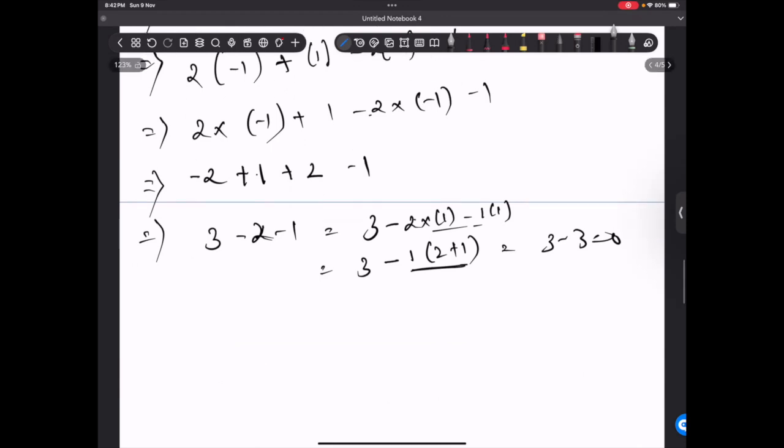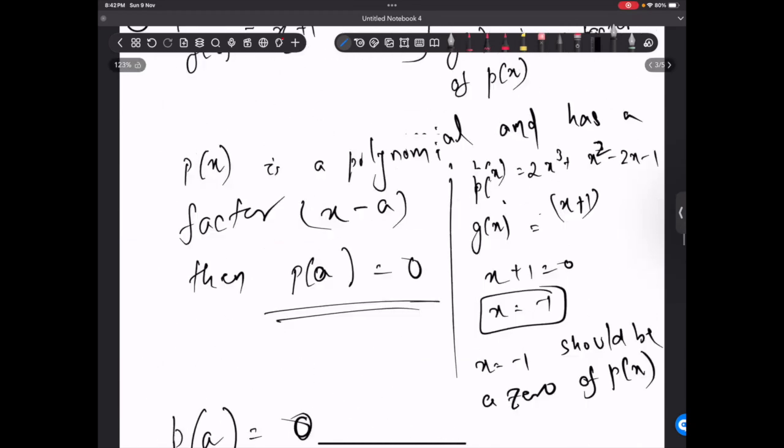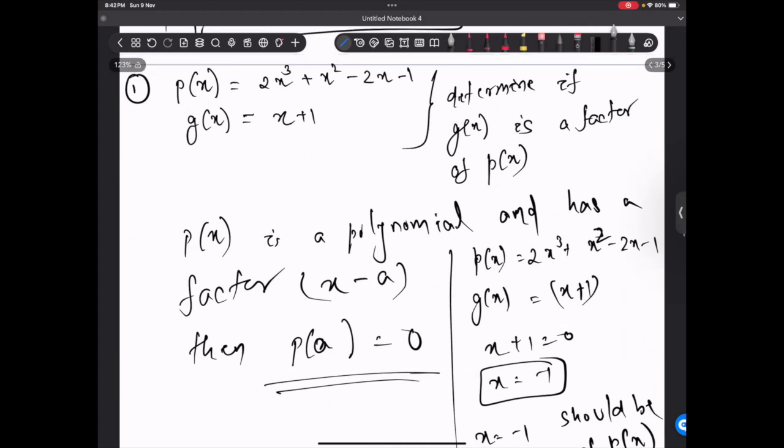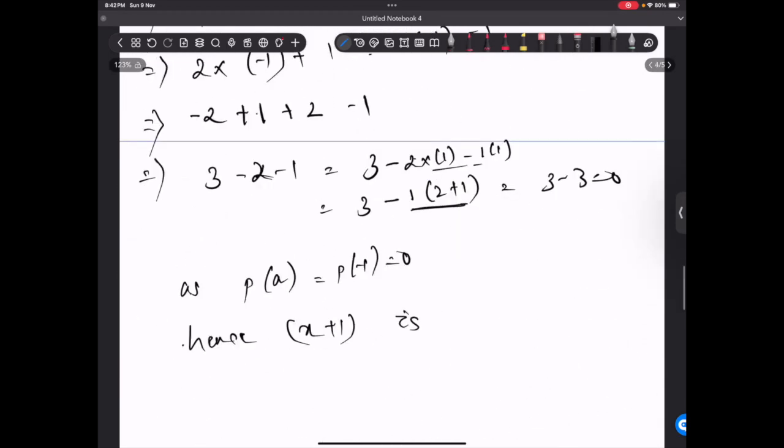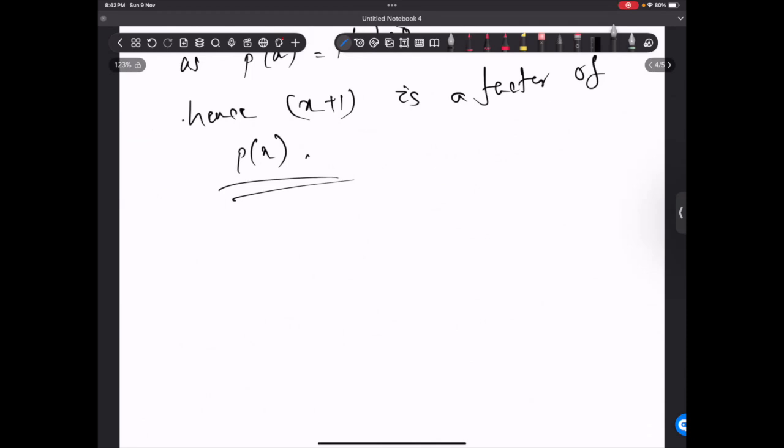Now, as p of a, which is p of minus 1, equal to 0, hence x plus 1 is a factor of p of x. Okay, it got determined. That is how you will determine it.